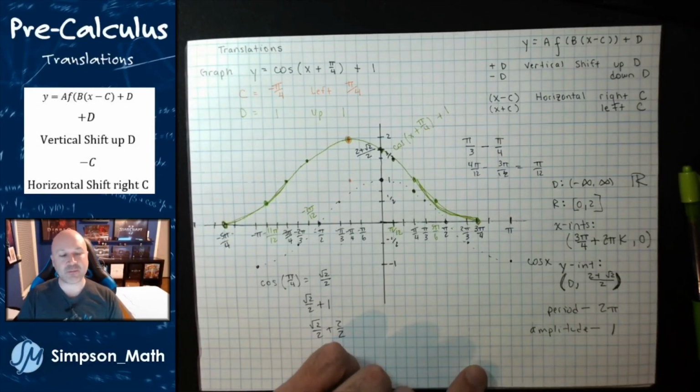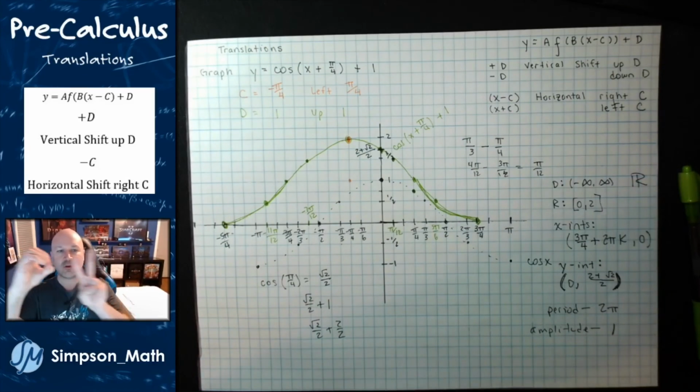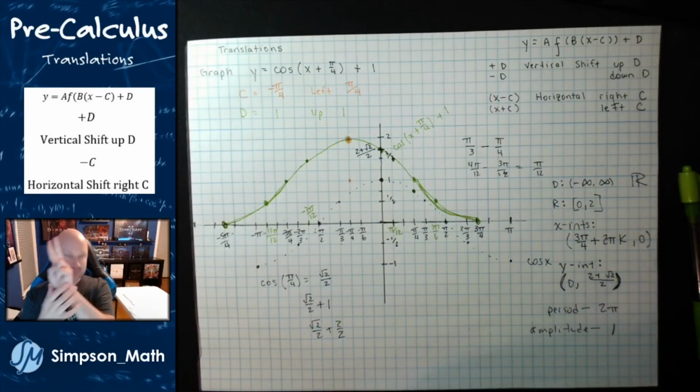Or another way to think about amplitude is the high value minus the low value. 2 minus 0 is 2. Take the absolute value of that, and then half it, 1.